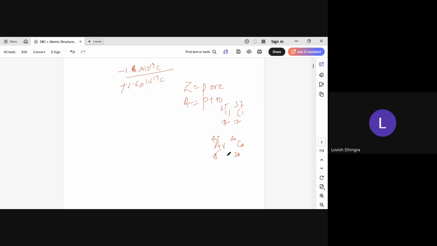Then the energy relationship: E is equal to h nu, and nu is equal to c by lambda. Where nu is the frequency, in per second, c is the speed of light, that is 3 into 10 to the power 8 meters per second, and lambda is the wavelength, in meters.